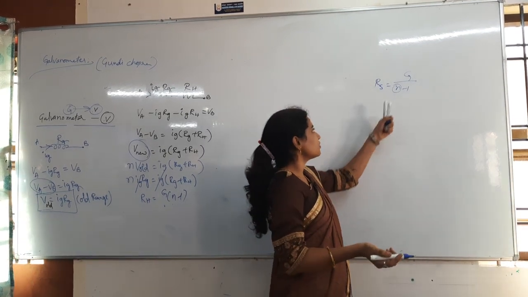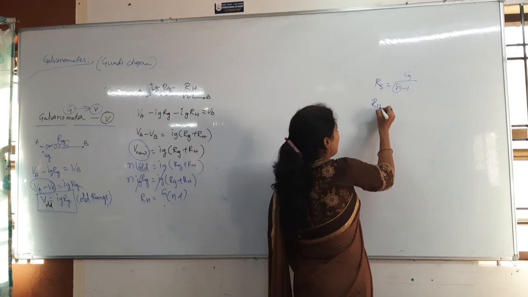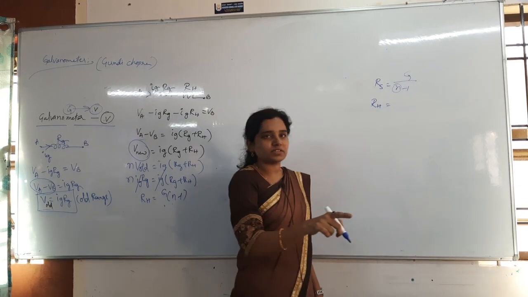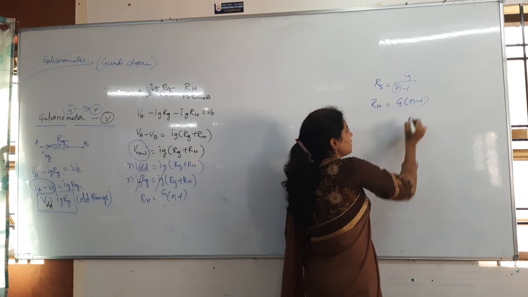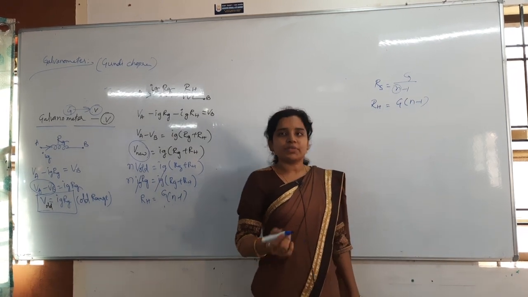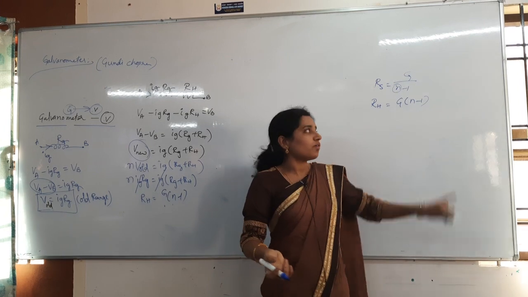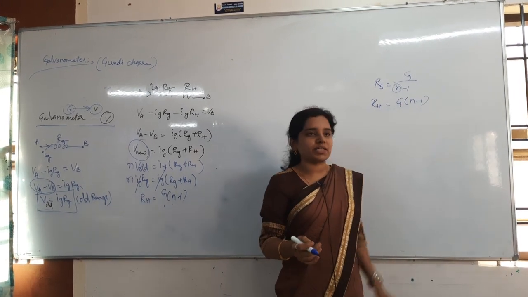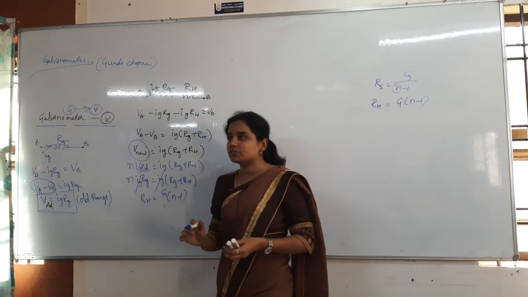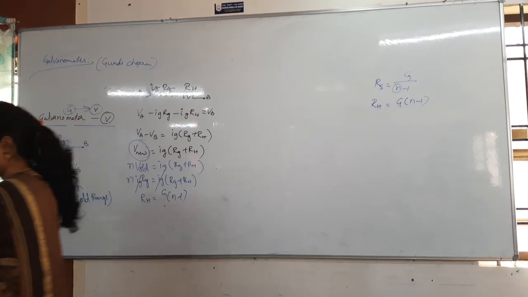So here Rs is equal to G by n minus 1, and Rh is nothing but high resistance. In the case of a voltmeter, Rh is equal to G into n minus 1. In the ammeter we have to decrease the resistance, so we divide. In the voltmeter you have to increase the resistance, so I am multiplying here. That is how you remember the formulas. Okay, write the problem now.